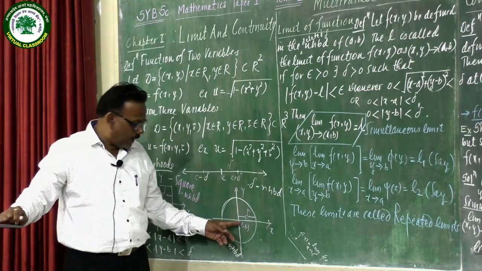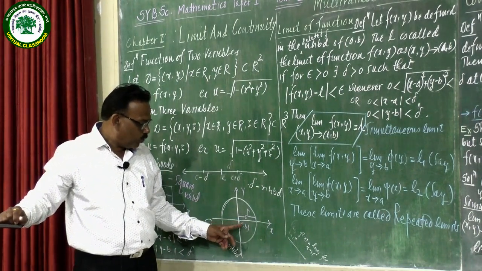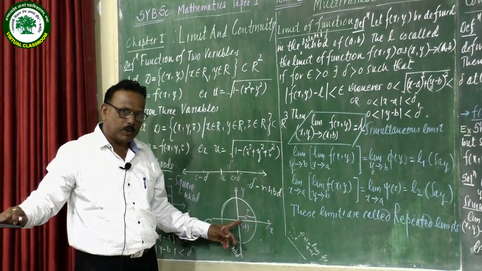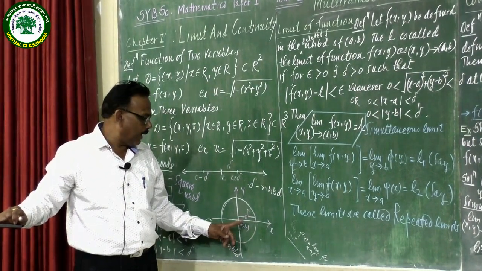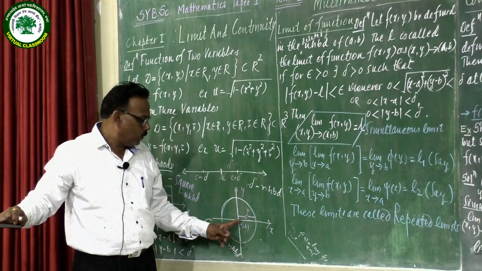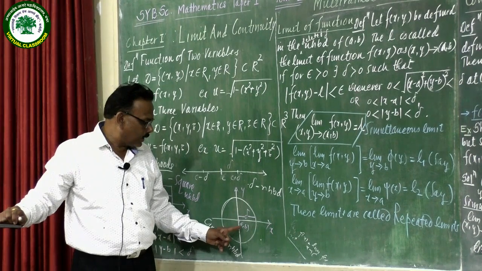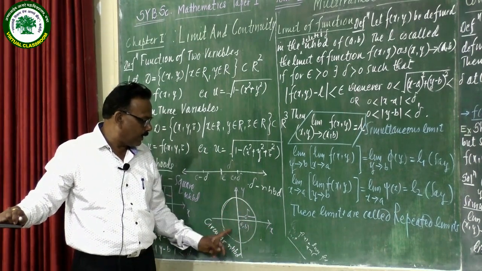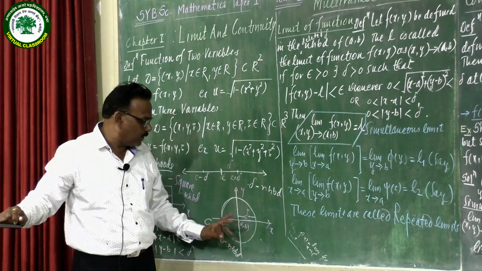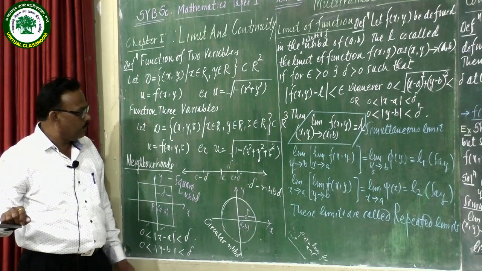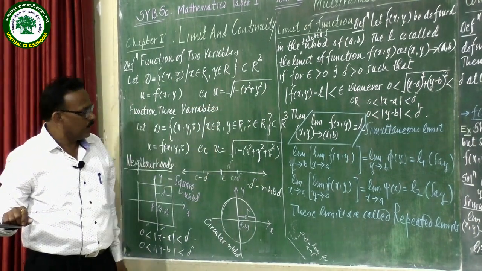Similarly, this is the neighborhood of (a, b), which is a circular neighborhood. That means it is a circle of radius delta, and this circular neighborhood means the points which are at a distance of less than delta from (a, b), all those points which are interior and boundary points of the circle. This is called a circular neighborhood. Now this circular neighborhood is written this way, as we can see afterwards here.